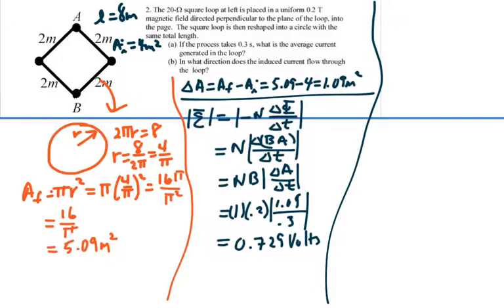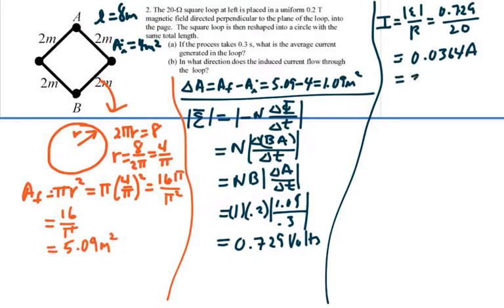We want to find the average current. Our average current is going to be our voltage divided by the resistance. So 0.729 volts divided by 20 ohms is going to be 0.0364 amps. Or we could write that as 36.4 milliamps. So that will be the average current induced in this circuit, in this wire, as we change its shape in a magnetic field.